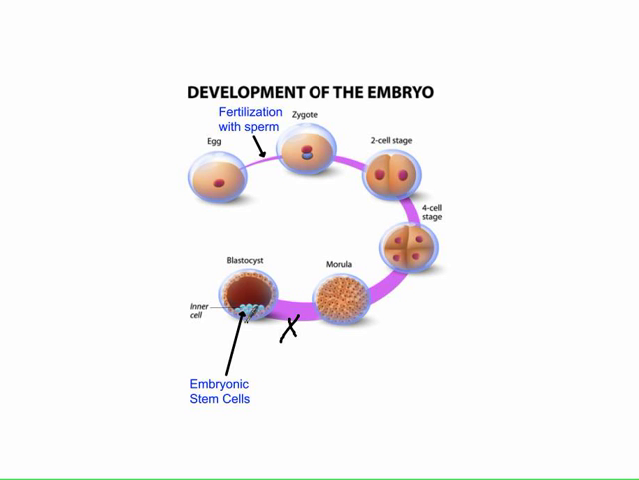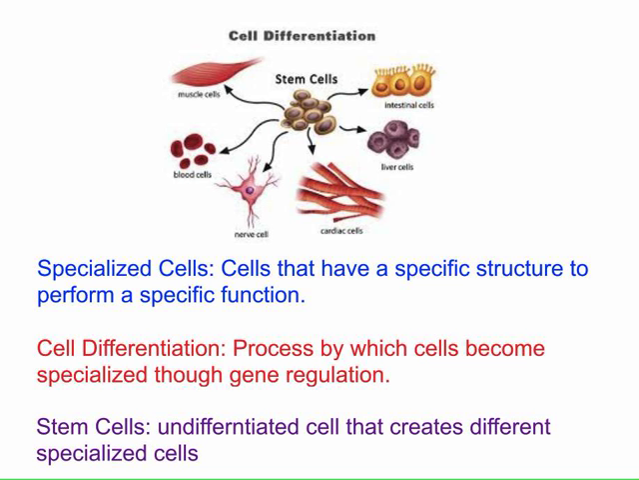But inside the blastocyst, we have the embryonic stem cells. These are very important. So, a few important definitions to know. First, specialized cells are cells that have a specific structure in order to perform a specific function. So here are a whole bunch of examples of specialized cells.